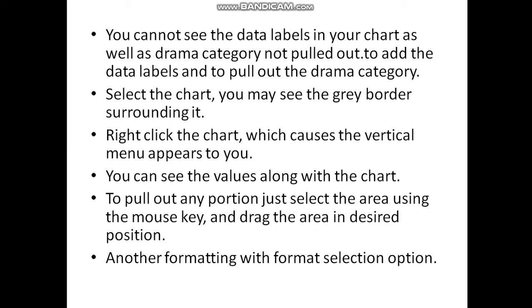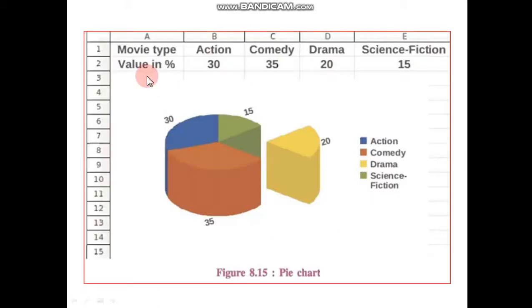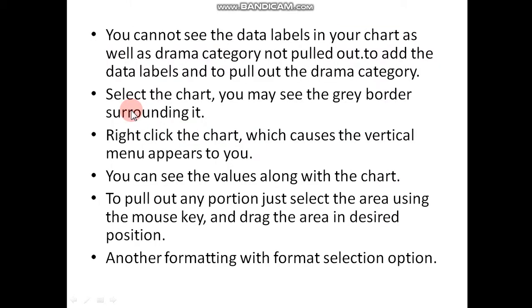You can see the values along with the chart. To pull out any portion, just select the area using the mouse and drag the area to a desired position. Suppose you want to drag that part, then click that part and drag here. Another formatting is available with the format selection option.